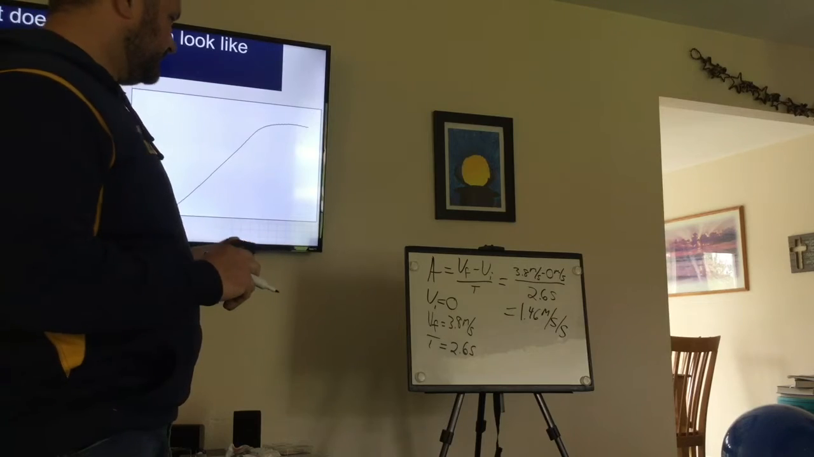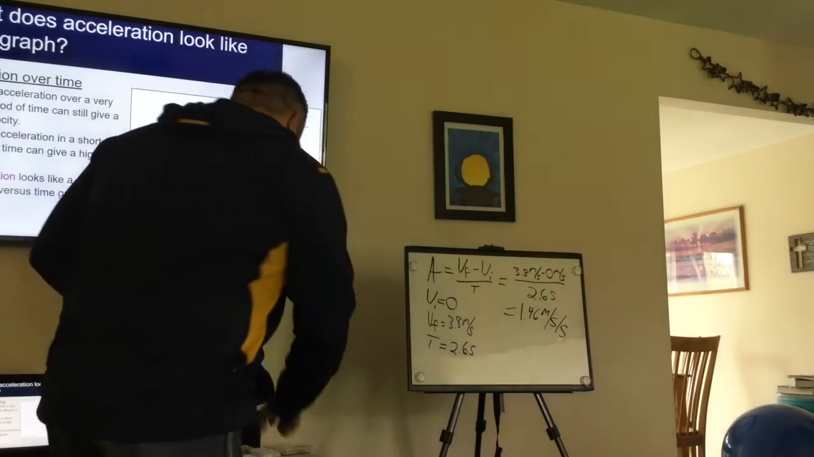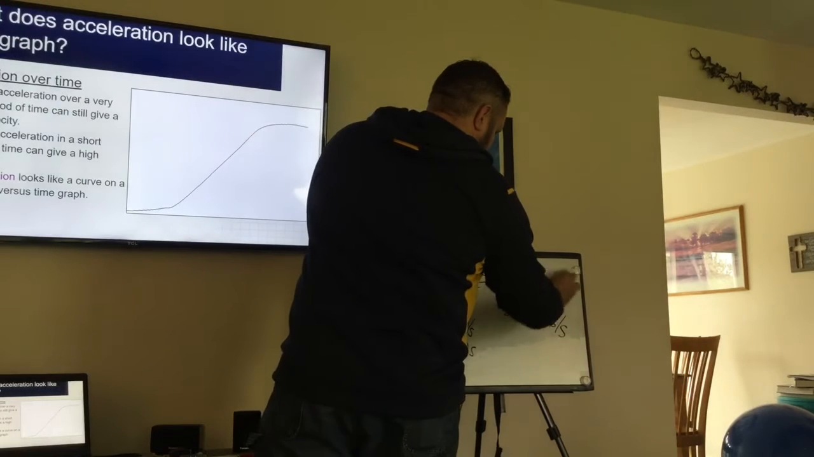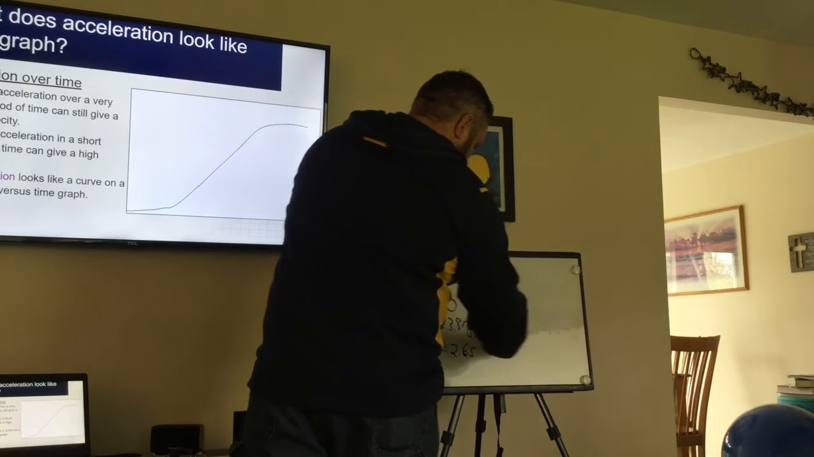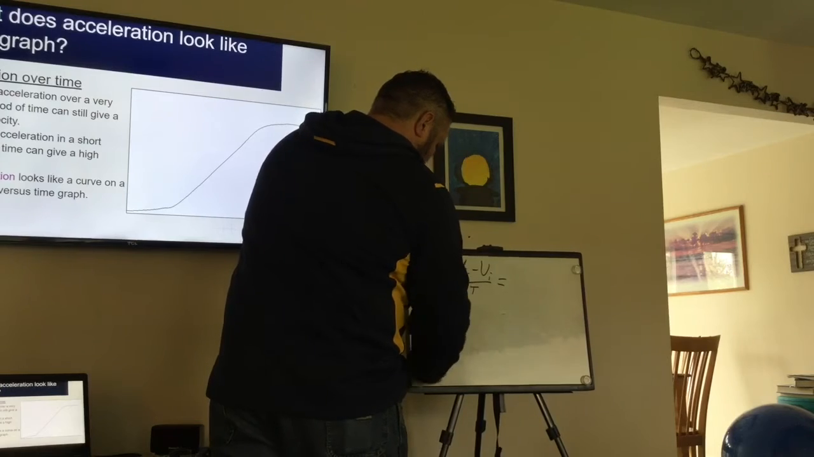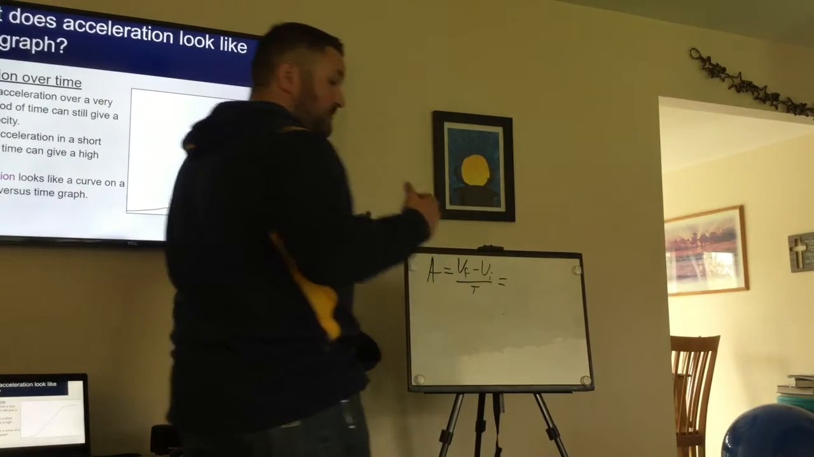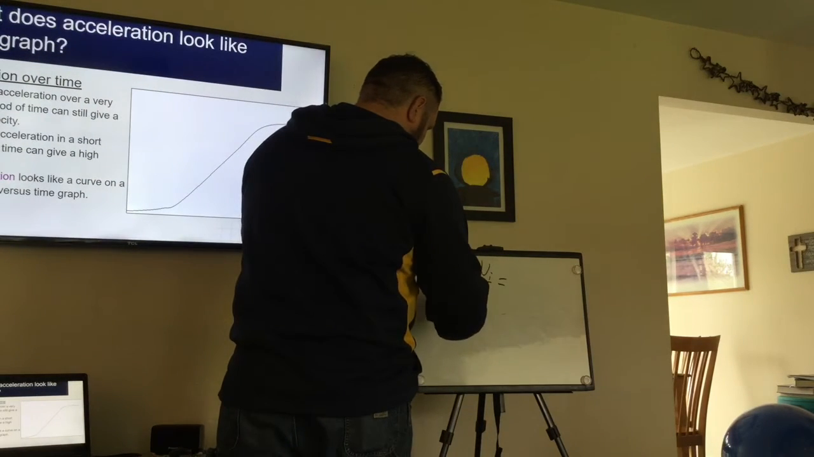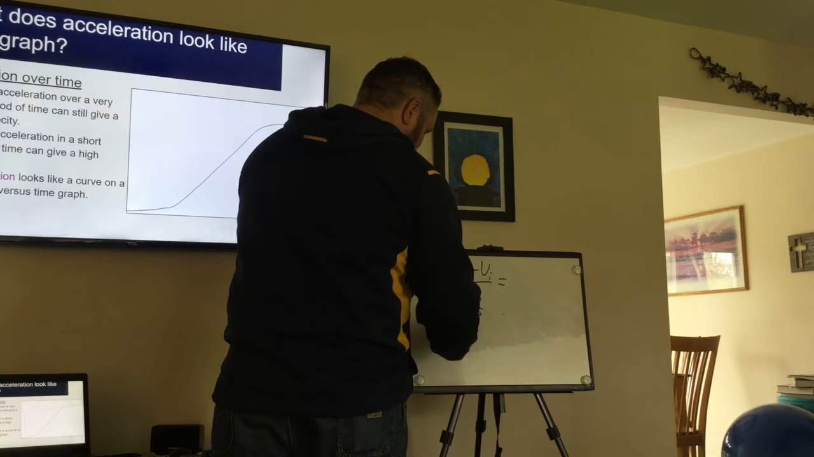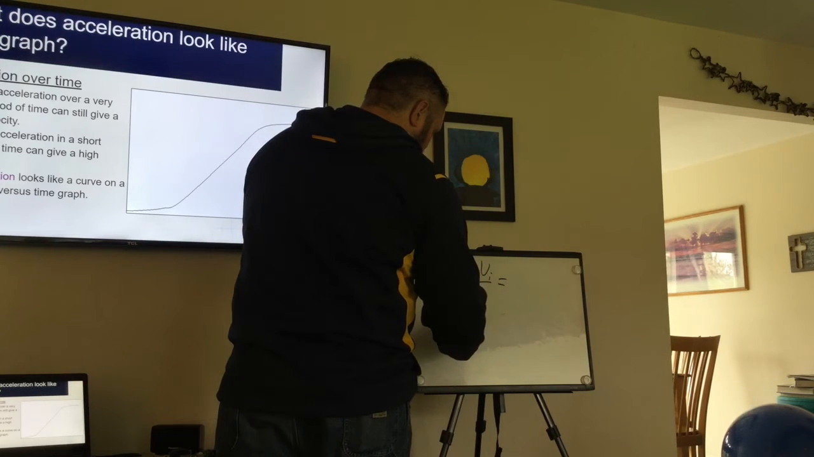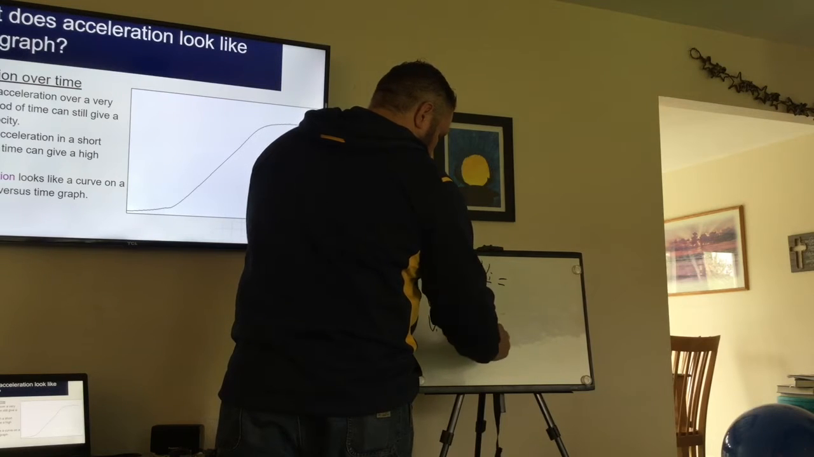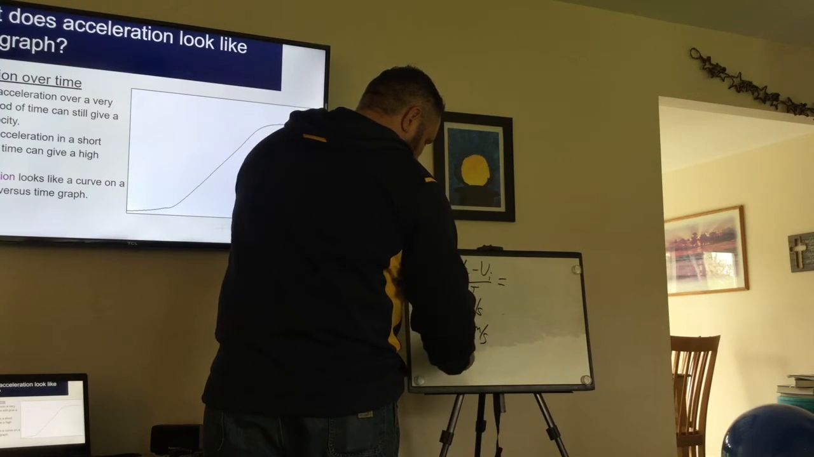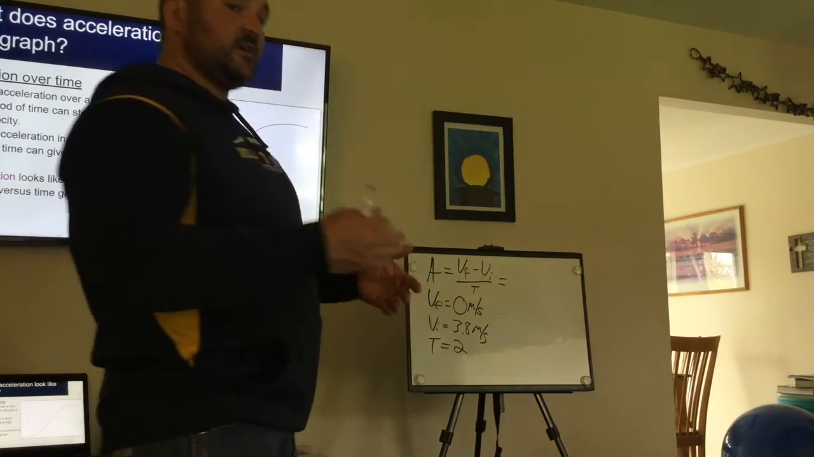Let's try another one. Let's say that it takes him 2 seconds to stop. Well, his final velocity now, if he's stopping, is 0 meters per second. The initial velocity was how fast he was traveling, which was 3.8 meters per second. And then our time was 2, if it takes him 2 seconds to come to a stop.